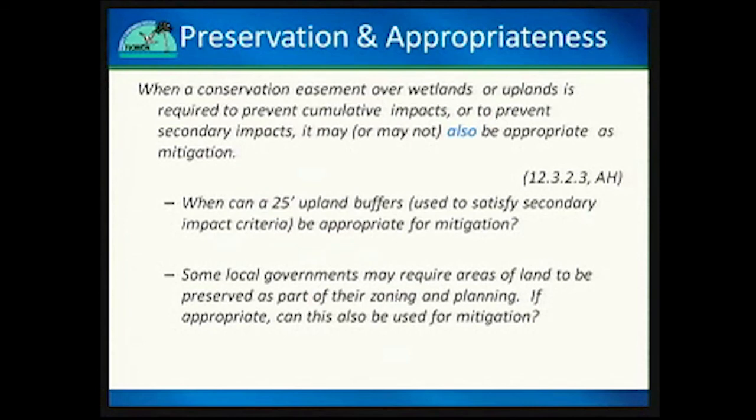No, I am saying that the rule says that you may, not that you always do, you may get credit for appropriate mitigation. It may be considered appropriate mitigation for conservation easements over wetlands and uplands required to prevent cumulative or secondary impacts. Right, but I want clarity then as far as when will we get mitigation credit? You're saying you may, and it's a debatable issue.